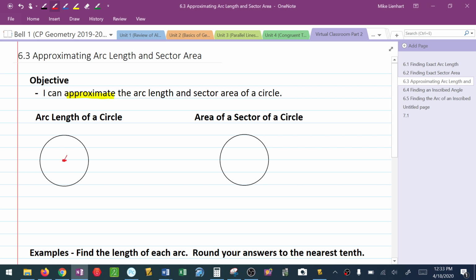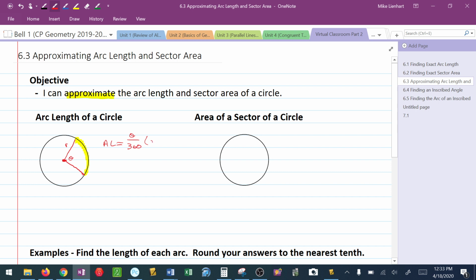Arc length. Remember, we have an arc of a circle that is defined by two radii that form a central angle, thus creating this arc length right here, that fractional part of the rim. So here's what I know. Arc length is equal to theta over 360, and remember, we take the radius times 2 to get the diameter, times pi. We've already done problems like this. The difference is now we're going to approximate to the nearest tenth what the actual length is.